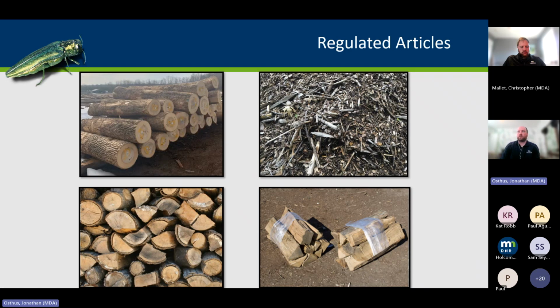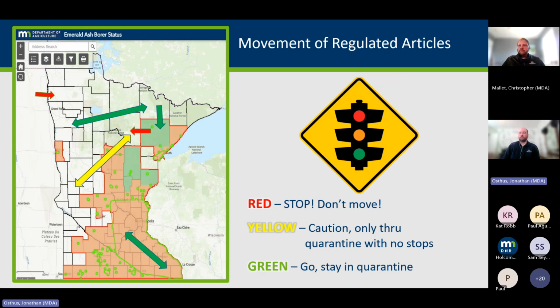This is showing what those regulated articles are: ash logs, split firewood, wood chips and mulch, and that hardwood firewood. And this illustrates what you can and cannot do with this quarantine. For the intrastate movement of these regulated articles, you cannot move them from a quarantine area to a non-quarantined area. You see those red arrows on there, that means stop. The only way to move those regulated articles from a quarantine area to a non-quarantine area is through a compliance agreement with the state of Minnesota.